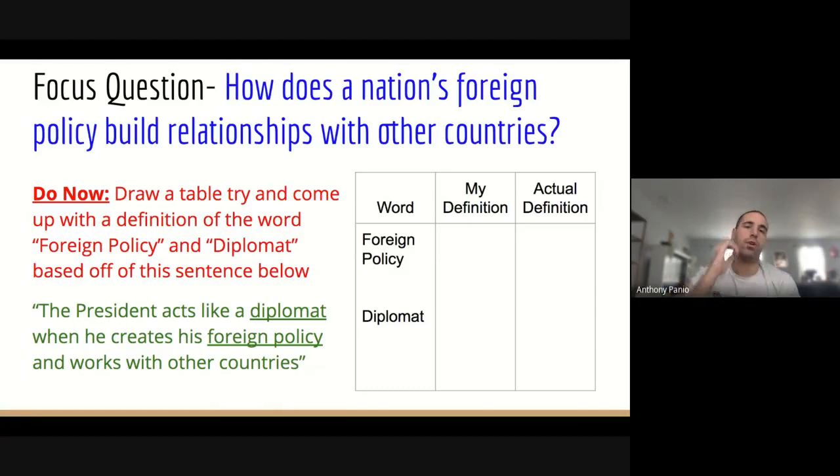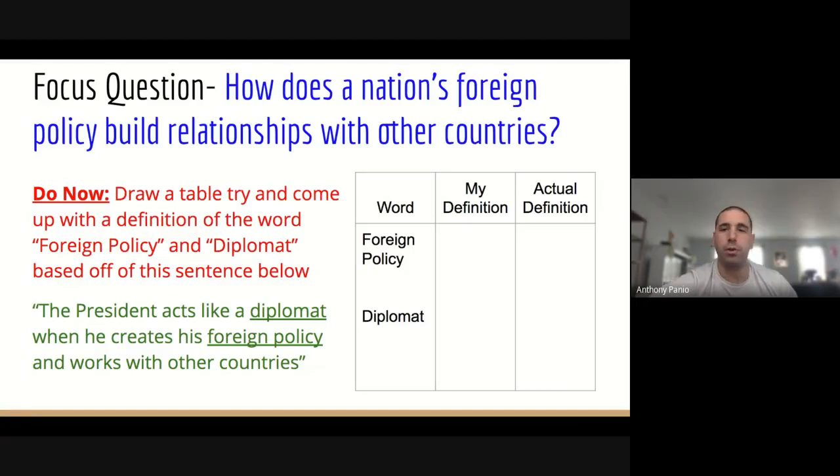This is the time where the other eighth graders are introduced to what foreign policy is. You should already know what foreign policy is, but if you don't, we could definitely write down the definition again. It can't hurt. So don't worry about the do now. That's not really for you guys. That's more for them. Just pause the video, write down the focus question. How does the nation's foreign policy build relationships with other countries?